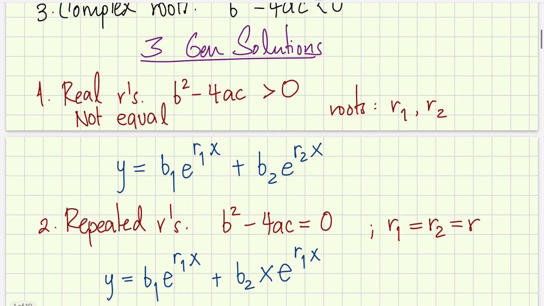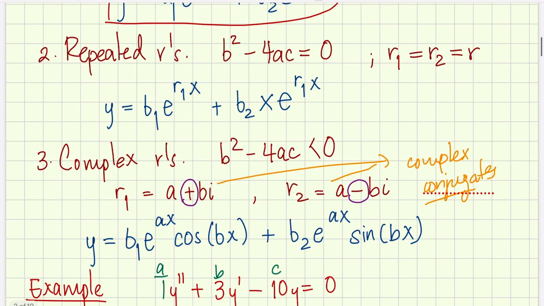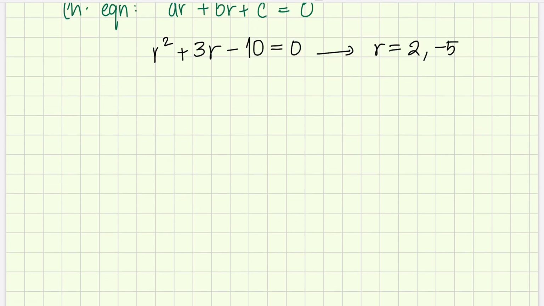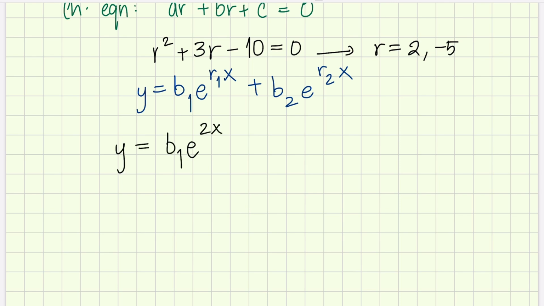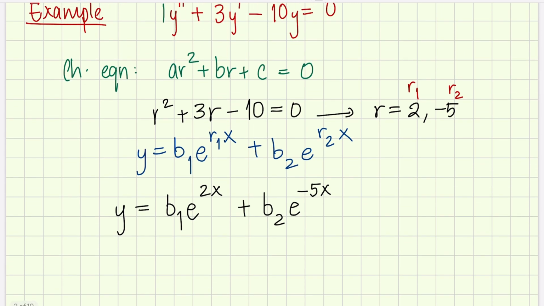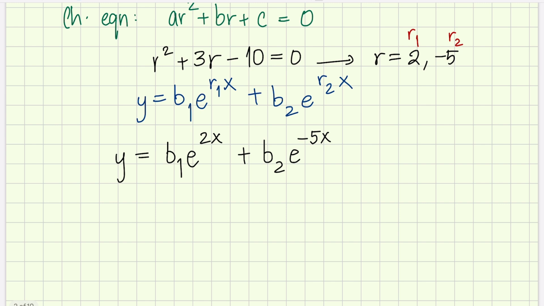So these are two real roots, which means our solution should look like this, which is y equals b1 e to the power r1x plus b2 e to the power r2x. We end up getting y equals b1 e to the power 2x plus b2 e to the power negative 5x if I take this as r1 and this is r2. And we're done. It's just literally 2 steps. Find the roots and put them in the appropriate places in the formulas.